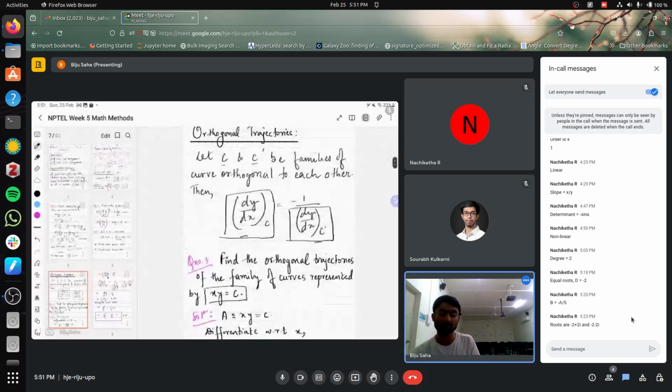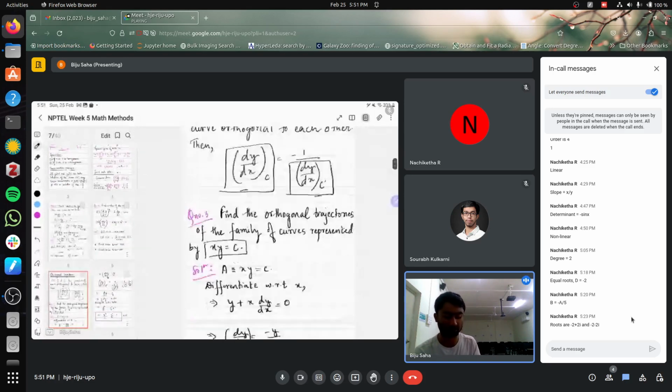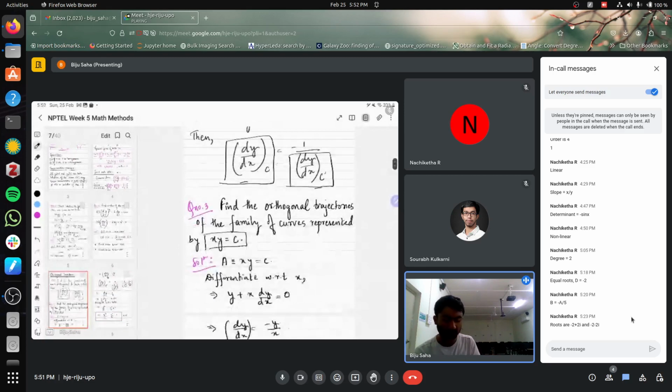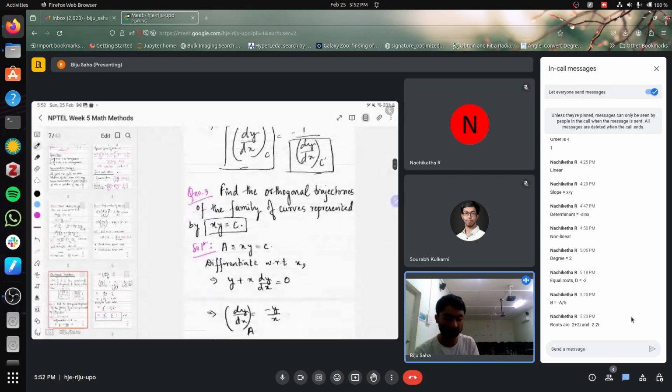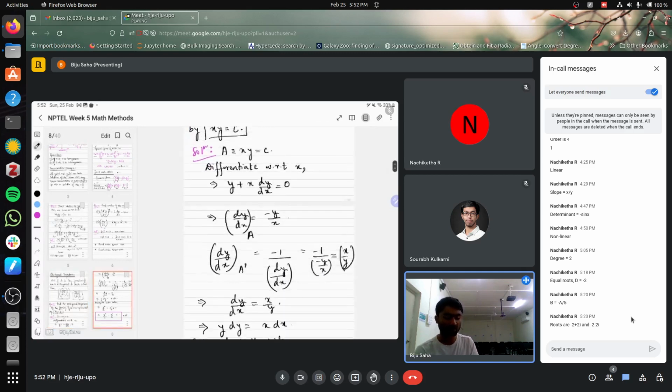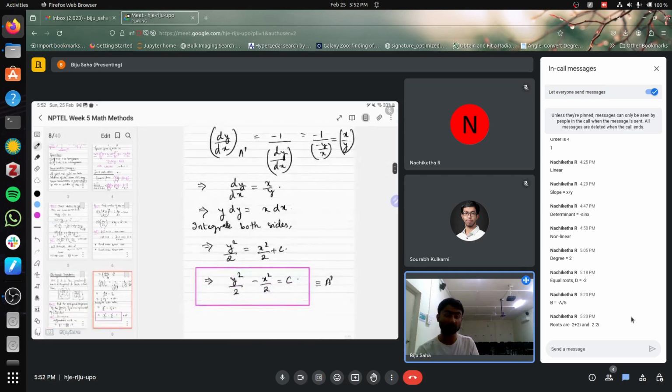Then we also discussed the orthogonal trajectories. So I introduced an example, a problem where I had a family of curves represented as xy equal to c. Then we worked out and found what is the family of curves which is orthogonal to this particular family.